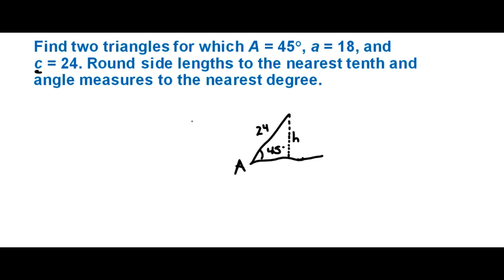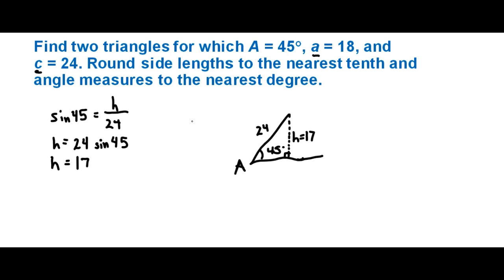which we've called h, that gives us a right triangle, meaning that the sine of 45 is equal to the opposite, which is h, over the hypotenuse, which would be across from the right angle, or 24. So h is equal to 24 times the sine of 45. So if I put that in my calculator, I get that h is roughly 17. So if h is equal to 17, that makes h smaller than a.